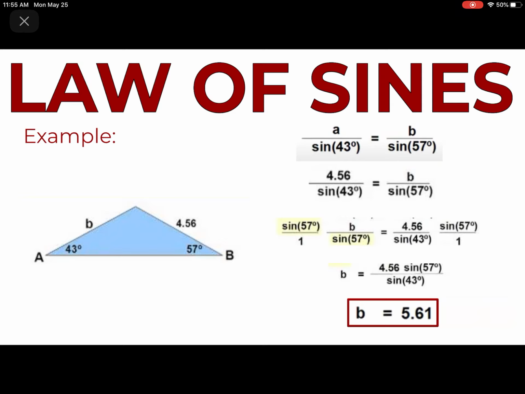And once I simplify all of that out, B equals 5.61. Okay?